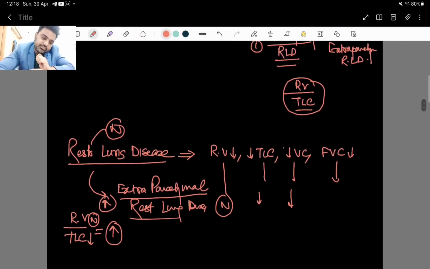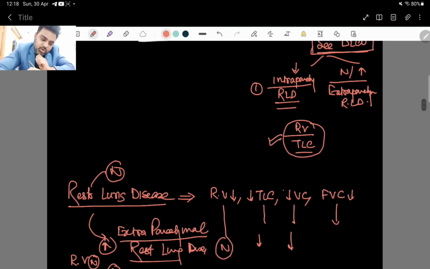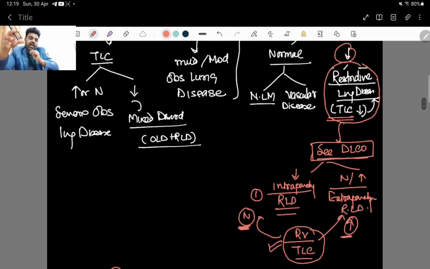The second way is residual volume to TLC ratio. It increases in the extraparenchymal type of restrictive lung diseases, whereas it remains normal in intraparenchymal because residual volume here is decreased, but in extraparenchymal type residual volume remains the same. So this is how you can add DLCO and differentiate on this.